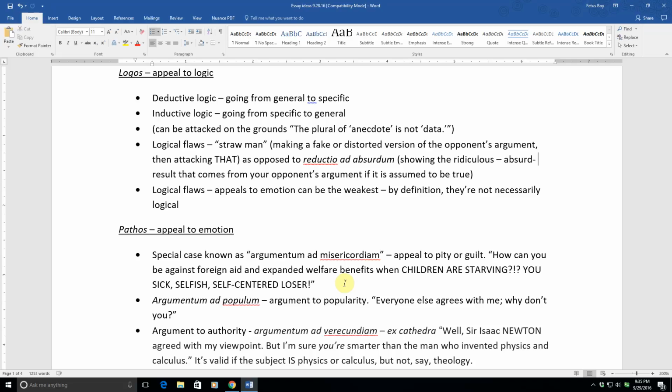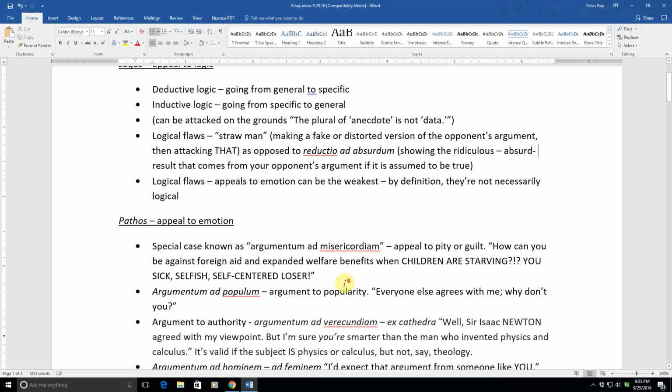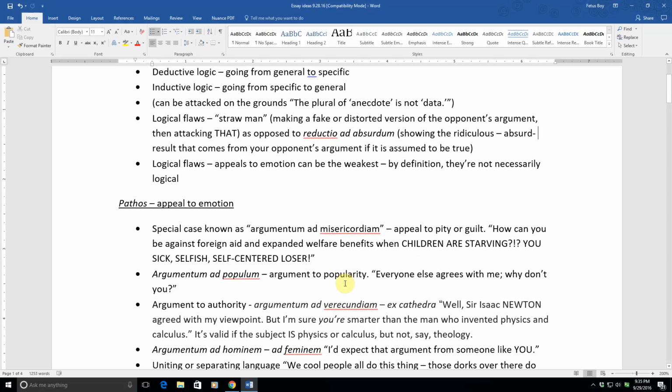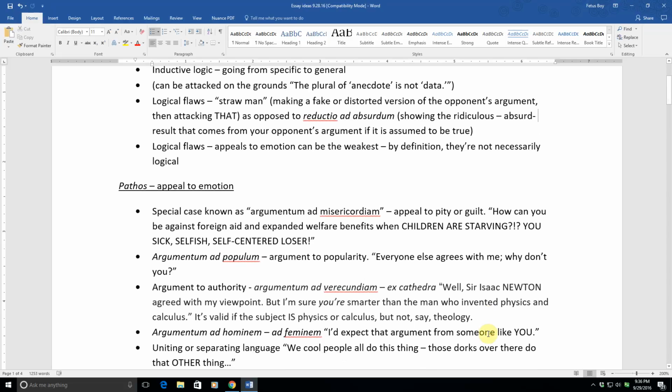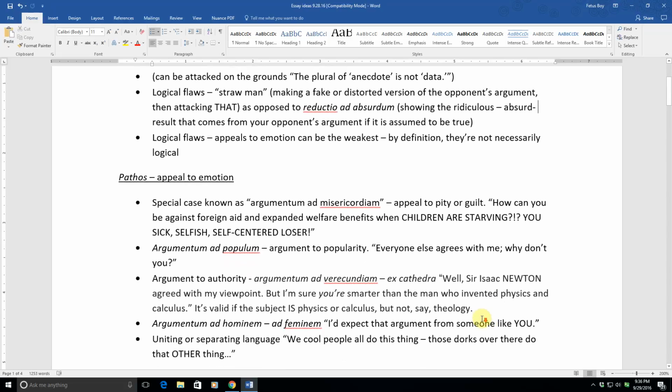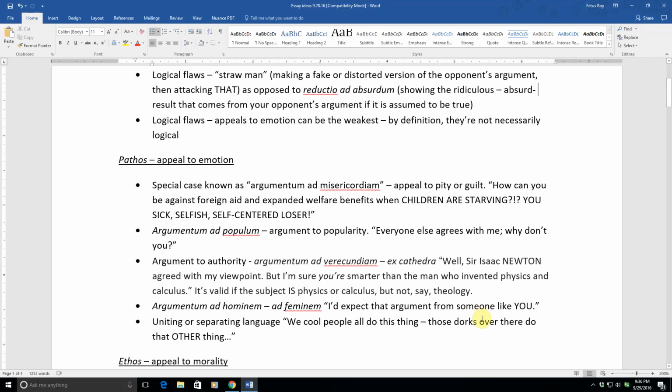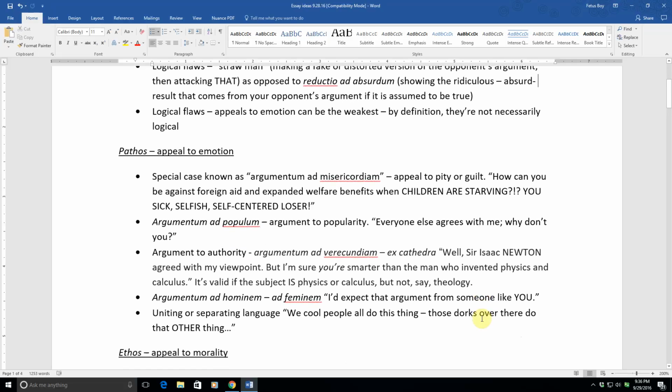Let's take this example here. Well, Sir Isaac Newton agreed with my viewpoint, but I'm sure you're smarter than the man who invented physics and calculus. You may have a point if the subject is physics or calculus, but not theology. Isaac Newton was a Christian. That doesn't necessarily mean that Christianity is better than other religions, because Isaac Newton was not an expert on theology. He didn't have any knowledge of the supernatural any more than anyone else does, so how would he know?